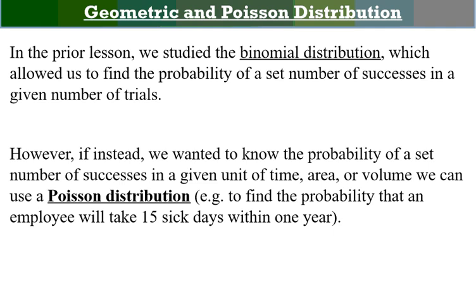The next one, and the last one, is called a Poisson. So in the prior lesson, we studied what was known as the binomial distribution, which allowed us to find the probability of a set number of successes in a given number of trials. That's what a binomial one is. However, if instead we wanted to know the probability of a set number of successes in a given unit of time, area, or volume, it turns out all of these things naturally form towards what's known as the Poisson distribution. For example, if I wanted to find the probability that an employee will take 15 sick days within 1 year. 1 year is a unit of time, so I'd use a Poisson distribution.